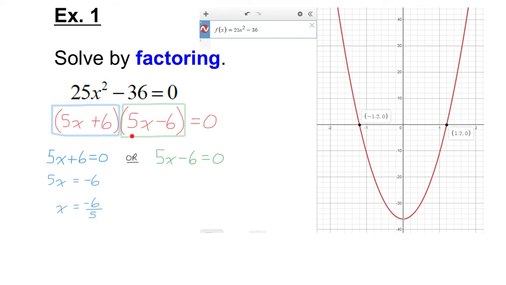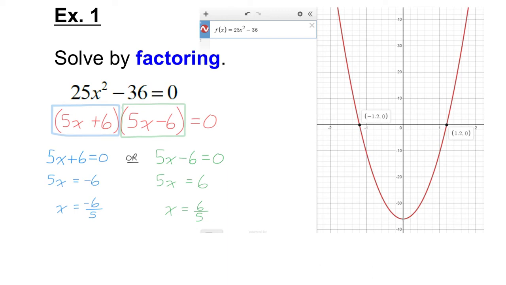But if this second factor is equal to 0, I can solve that too. Move the minus 6 over, so 5x equals 6. Divide both sides by 5, so x equals 6 over 5. Okay, so this is where my two answers come from. Negative 6 over 5 is negative 1.2. 6 over 5 is positive 1.2. So to solve this equation, I'm going to get two possible answers.